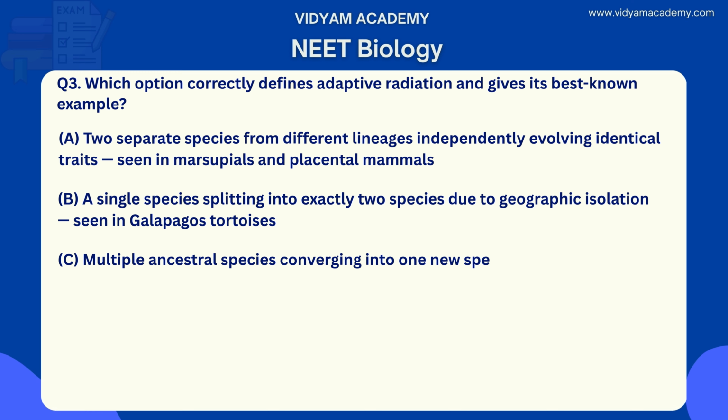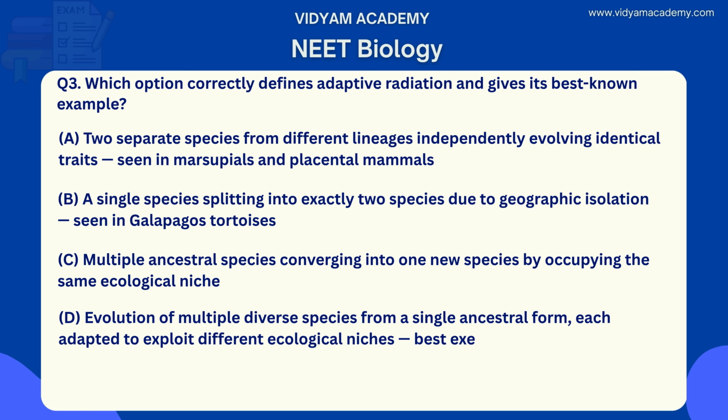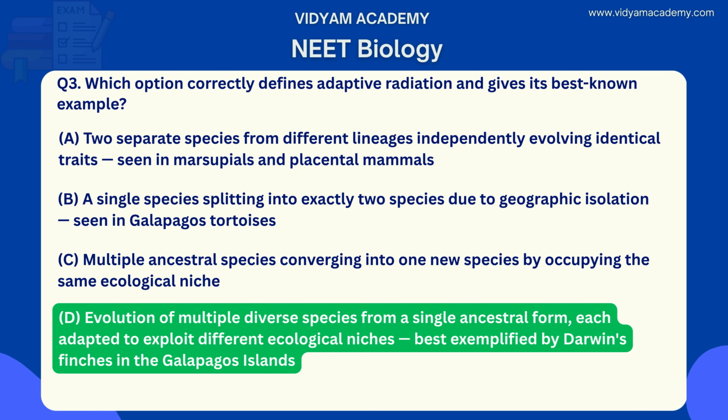Option C, multiple ancestral species converging into one new species by occupying the same ecological niche. Option D, evolution of multiple diverse species from a single ancestral form, each adapted to exploit different ecological niches, best exemplified by Darwin's finches in the Galapagos Islands. So, what is the right answer for this question? Would you guess the right answer? The right answer for this question is option D.